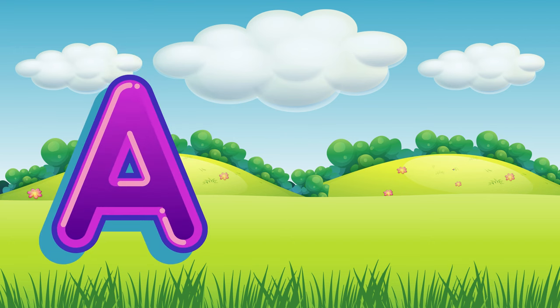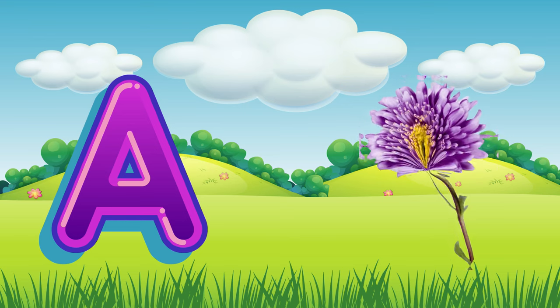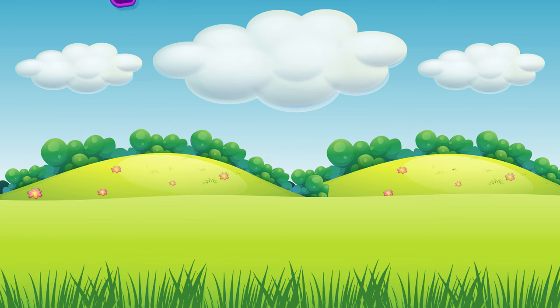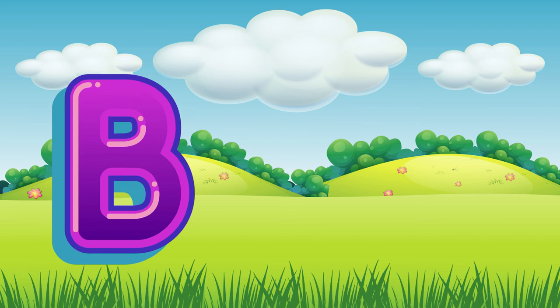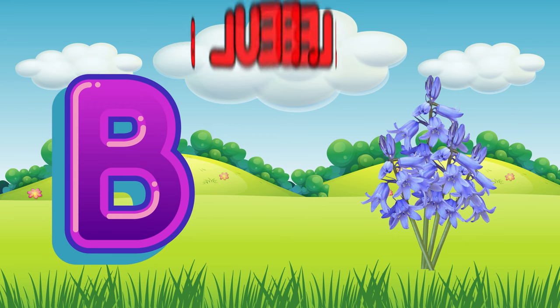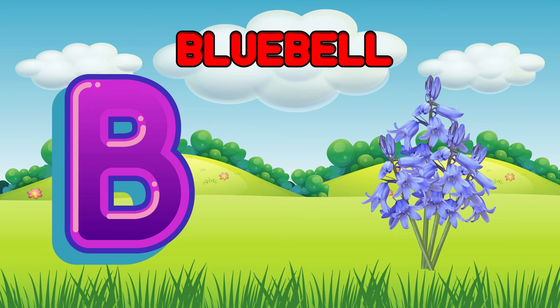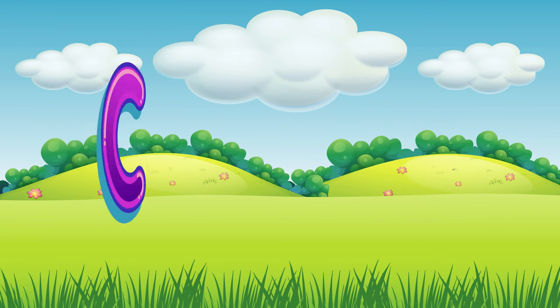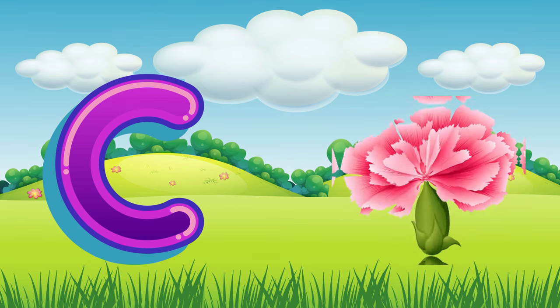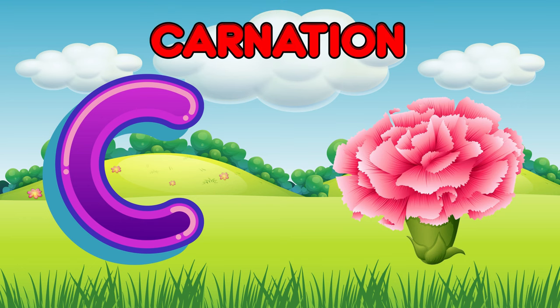A is for Esther. B is for Bluebell. C is for carnation.